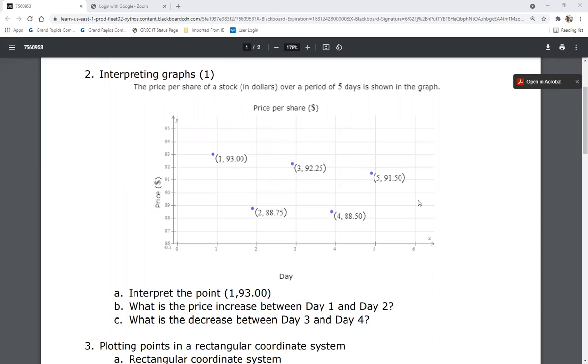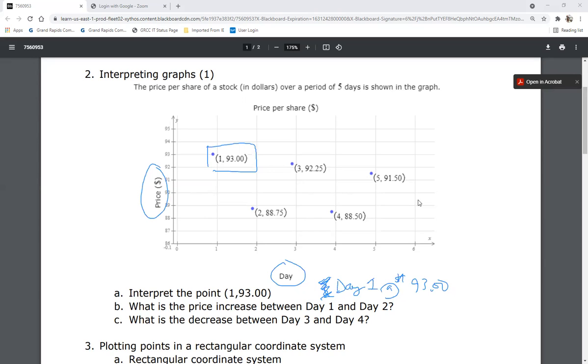The question is, we're looking to interpret the point (1, 93). As you can see, when you're dealing with (1, 93), that's this point right here. Notice for the graph, they each have a label, day and price. So for (1, 93) it is going to be day 1 at $93. Basically it means the first day is $93.